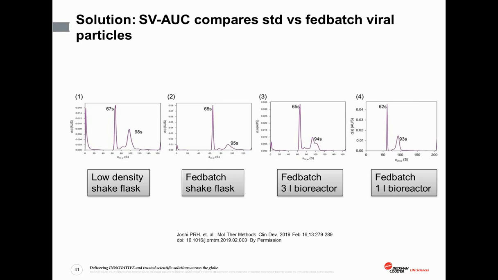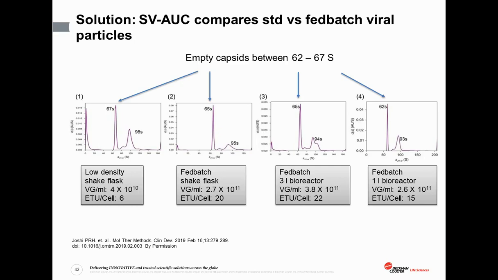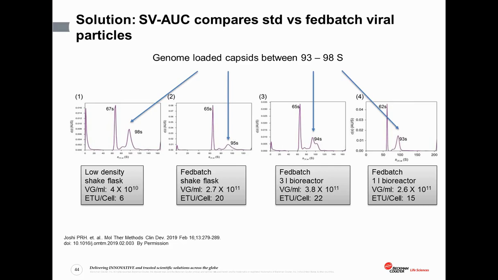So what are they talking about, really? This is what their traces look like. The 67S species that they found is the empty viral capsid. And the 98 or 95S species that they found was the full viral capsid. So the first thing that they found was that the empty capsids are between 62 to 67S. And this is the range of variation that you get going from low density or conventional growth to a high density or fed batch growth. They also found that the fully loaded capsids sediment between 93 and 98S.